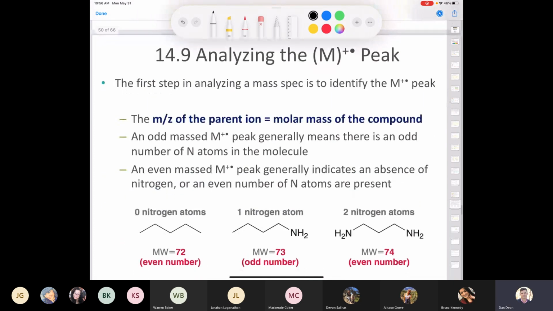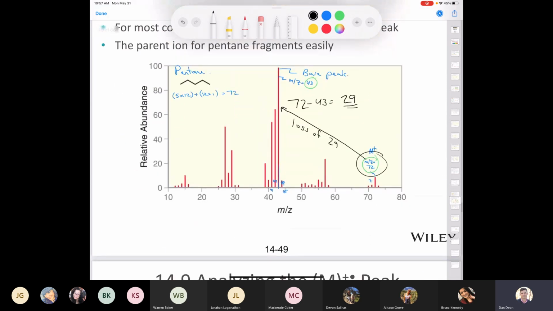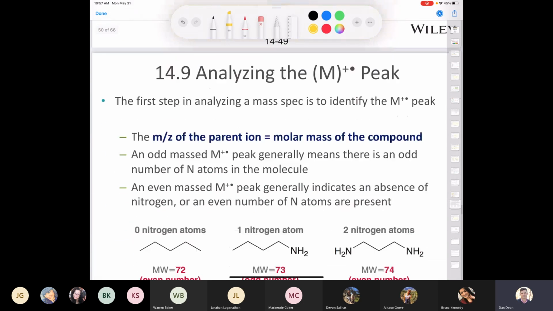All right, let's talk a little bit more about the molecular ion. There's a really cool rule in organic chemistry called the nitrogen rule that we can get a lot of information from a parent ion or a molecular ion just by looking at its mass. Again, the mass over charge of the parent tells you the molar mass. So if we go back to this spectrum, since our parent had a mass over charge of 72, it tells us that the mass must be 72. And it was.